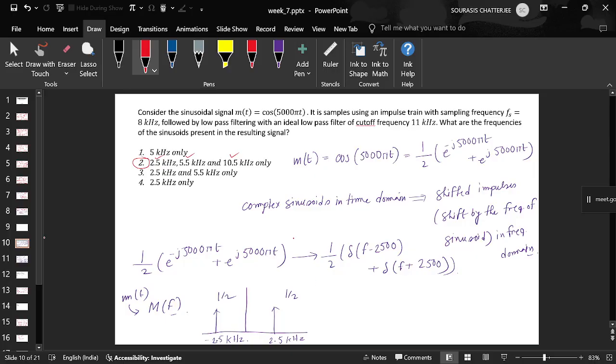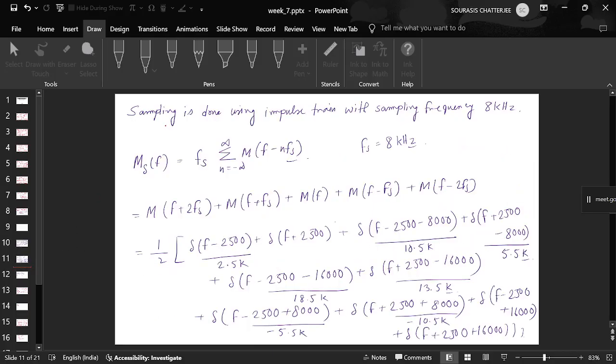So therefore if I go for the Fourier transform of this, I'll obtain two impulses at minus 2.5 kilohertz and 2.5 kilohertz, and this is the original message spectrum for us. Now it is being sampled using an impulse train with sampling frequency fs. We know what happens when you sample with an impulse train with a particular sampling frequency.